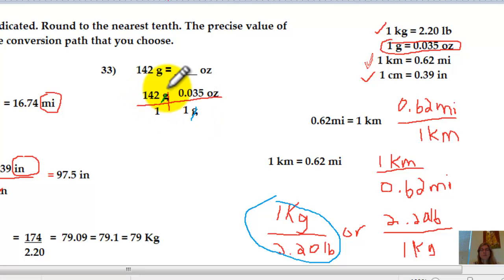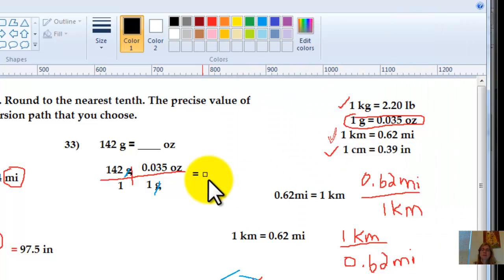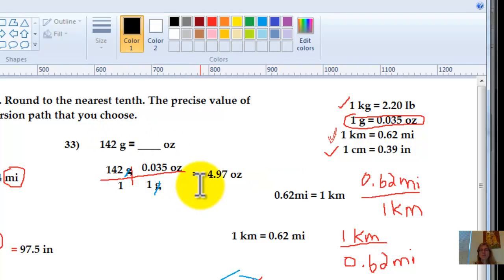All we have is 142 times 0.035, because 1 times 1 is 1. 142 times 0.035 equals 4.97. So that'll equal 4.97 ounces, because we canceled grams and we have ounces left. So 142 grams equals 4.97 ounce. If we rounded it to the nearest ounce, it would be 5.